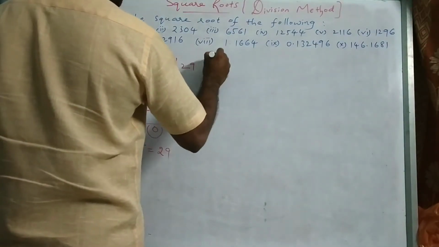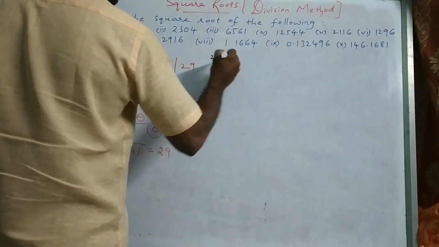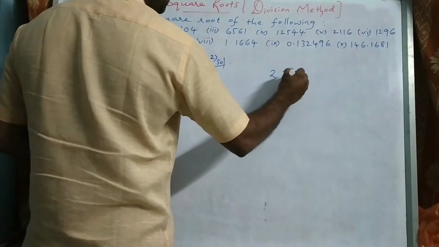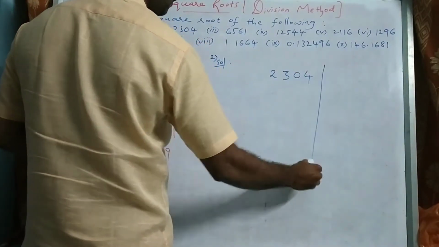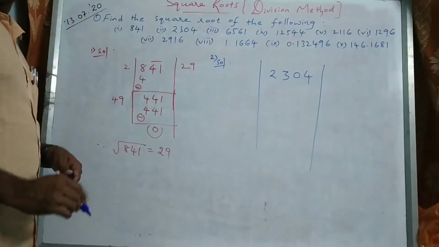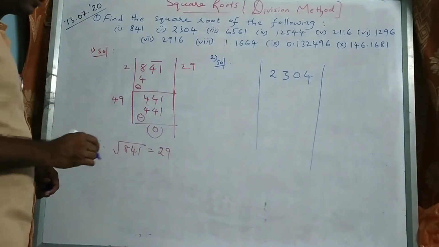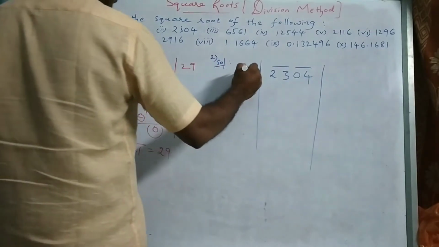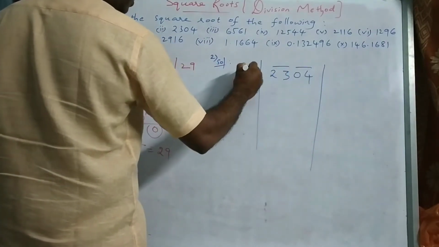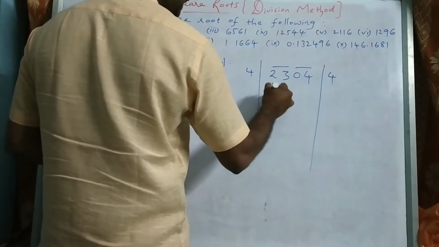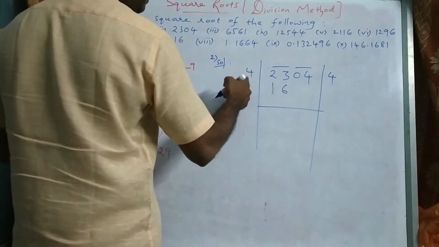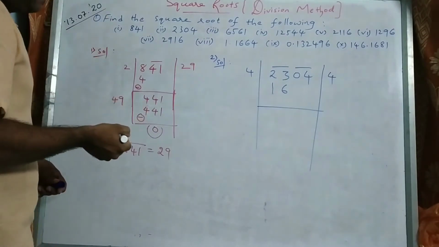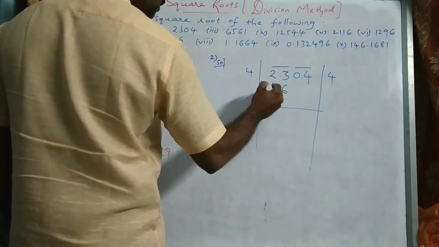Second question, 2304. Okay? Now make two digits. I made them pairs. So 5 5s are 25, it is more. So I will write 4 4s are 16. If you write 5 here, 5 also there. 5 5s are 25, it is more than 23. So that's why we write only 4s.